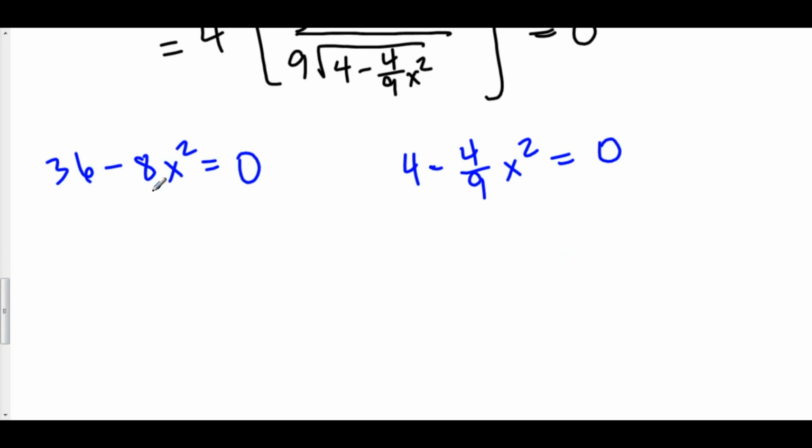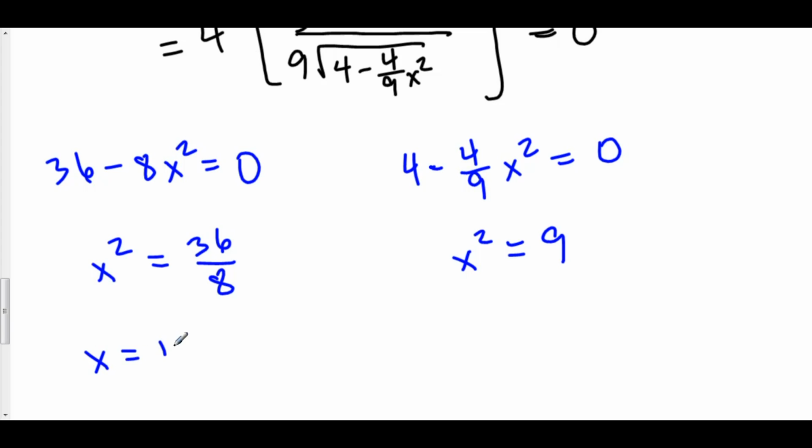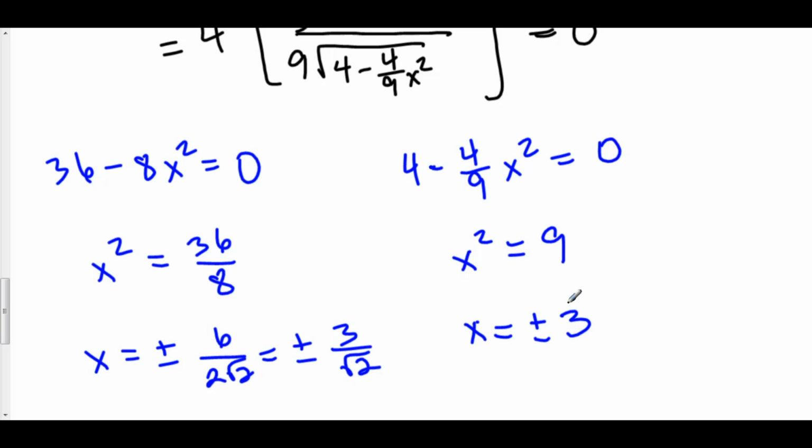If we were to subtract 36 and divide by 8, we would get x squared is equal to 36 over 8. Subtract 4 and multiply by negative 9 over 4, we get x squared is equal to 9. And so we have critical points at x is equal to plus or minus the square root of 36 over 8, which is 6 over 2 root 2, which is plus or minus 3 over root 2. Likewise, we have critical points at x is equal to plus or minus 3. So we have 4 critical points in all.